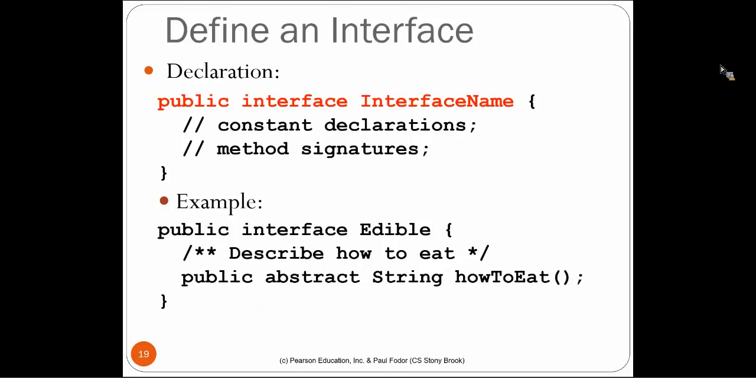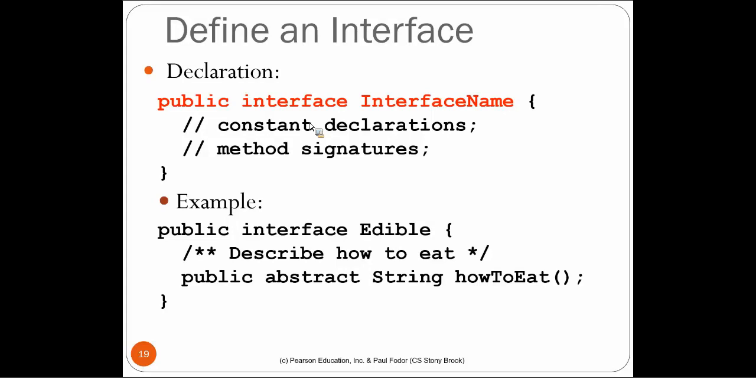So how do we define an interface? Just like we define a class, we use the public modifier, then we use the keyword interface instead of class, and then the interface name. However, we have the restriction that we can only have constants, so public final declarations for data fields, and method signatures. Basically, all the methods are abstract. We cannot have implementations of methods in interfaces.